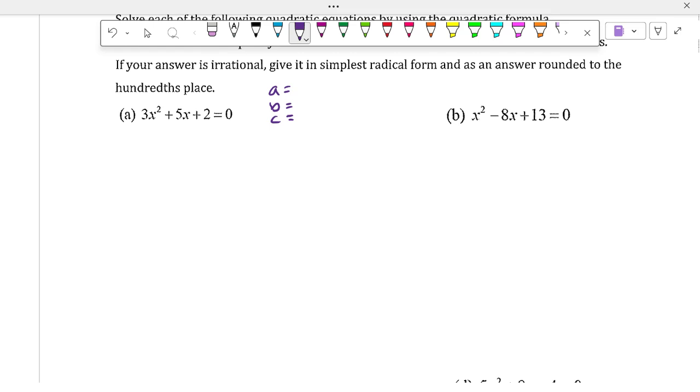All right. So what's my A value? B? And C? Okay. So I'm just going to put it straight into the formula. So -5 plus or minus the square root of 5 squared minus 4 times 3 times 2, all over 2 times 3. So I just put it in the formula. I have not done any simplification.